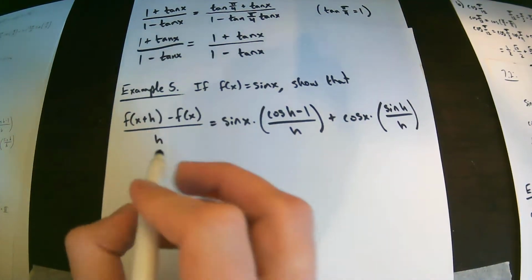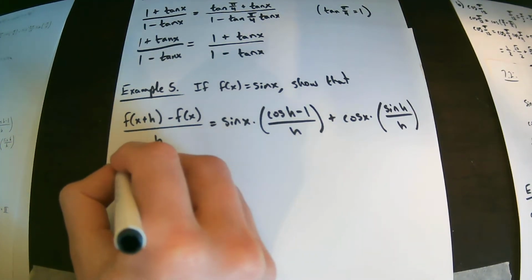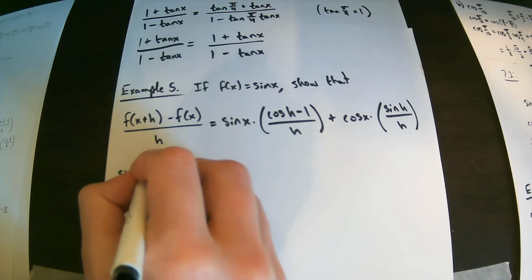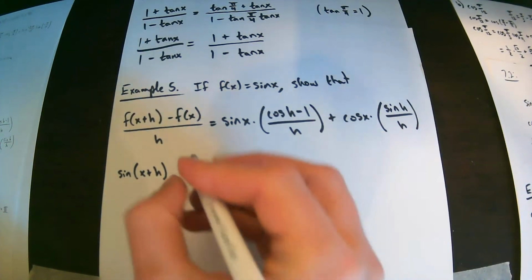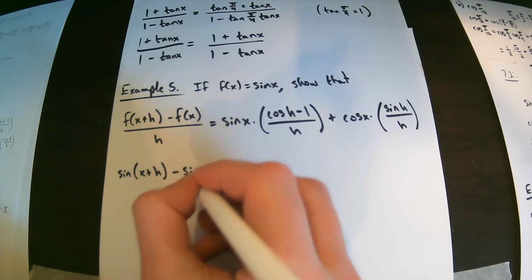So if I have f of x plus h, that's going to be sine of x plus h, because sine is my function, and then minus sine of x, and then all over h.